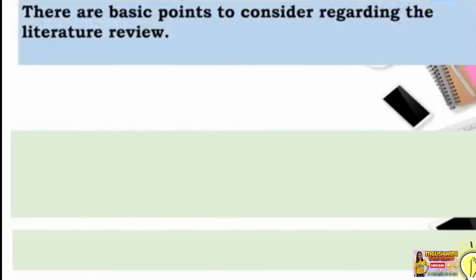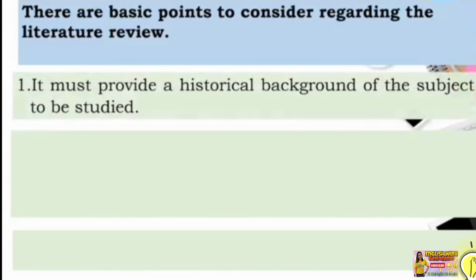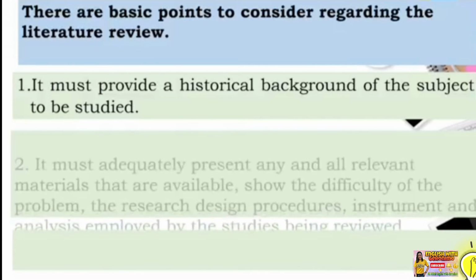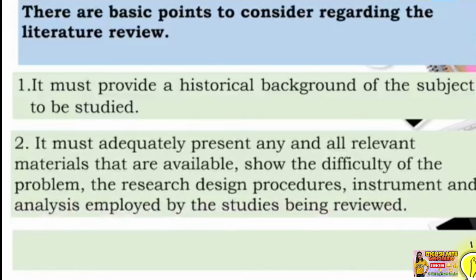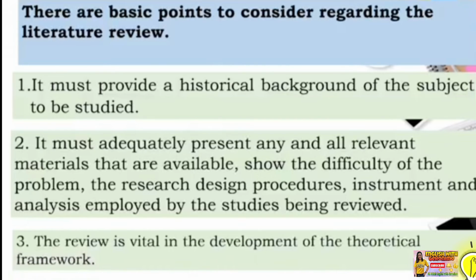There are basic points to consider regarding the literature review. First, it must provide the historical background of the subject to be studied. Second, it must adequately present any and all relevant materials that are available, show the difficulty of the problem, the research design procedures, instrument and analysis employed by the studies being reviewed.